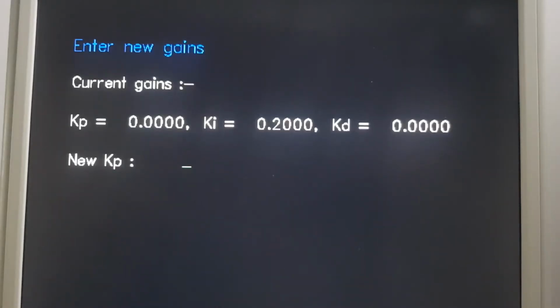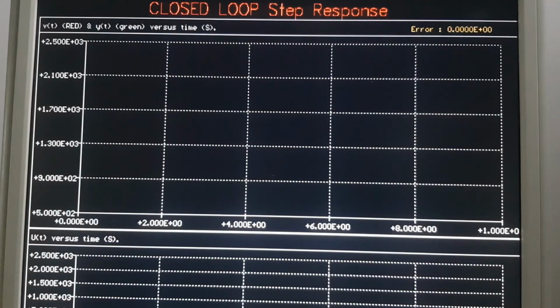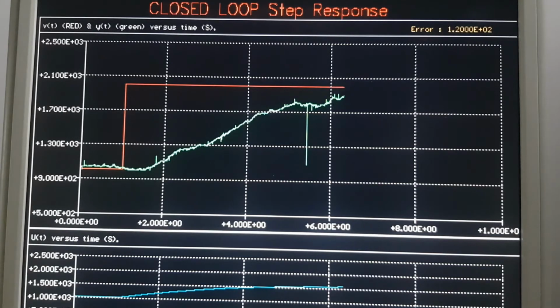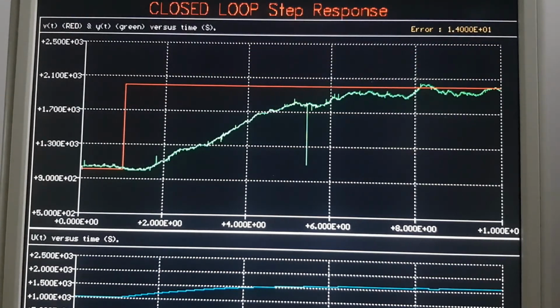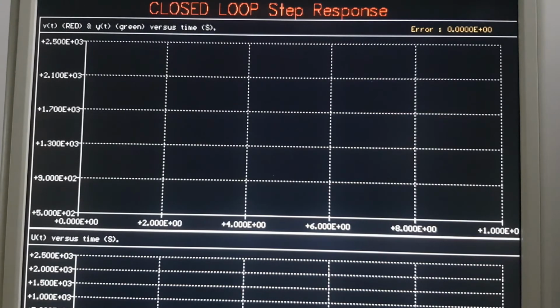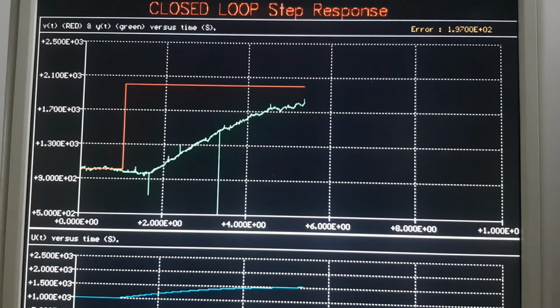This time we're going to try integral only control. So we're going to put Kp as 0, Ki as 0.2, Kd as 0. So this is integral only control now, and here we go. This time the control action is quite slow, but notice there's no steady state error. The distance up here now, there's no error there, which is an interesting feature of integral control. But let's have a look at that response again. It's fairly slow. It's not a fast response.